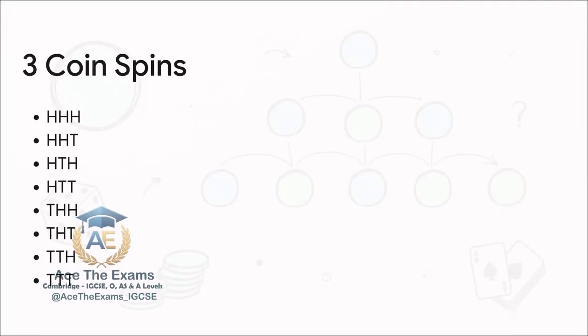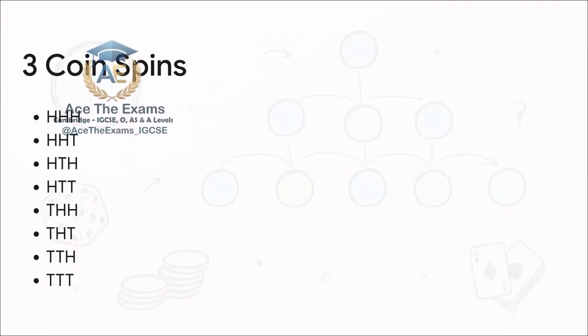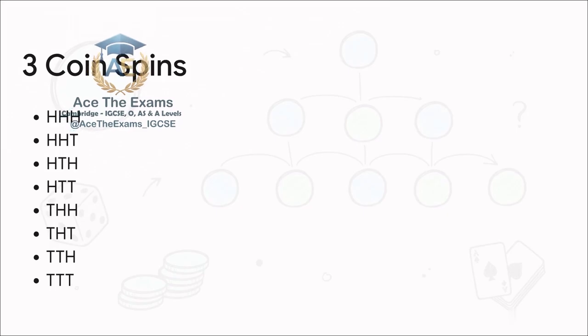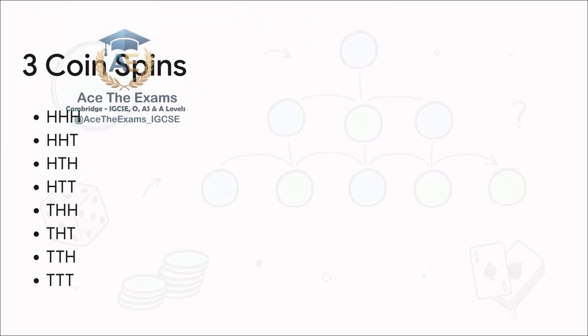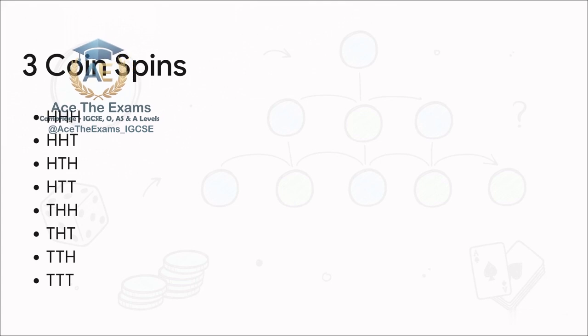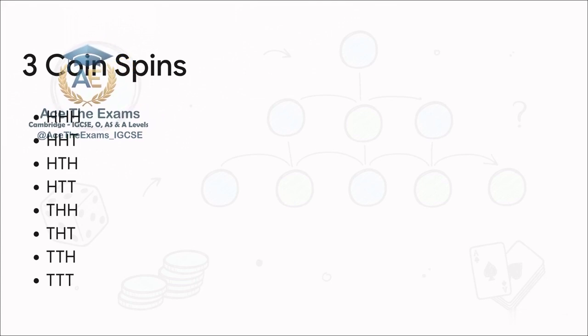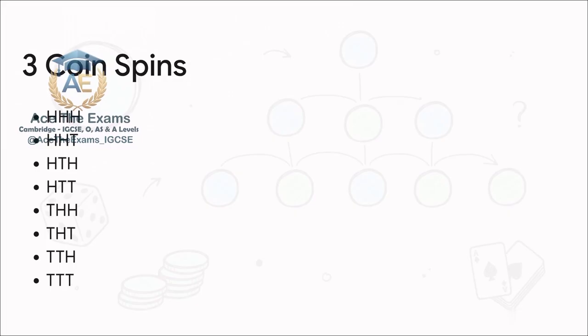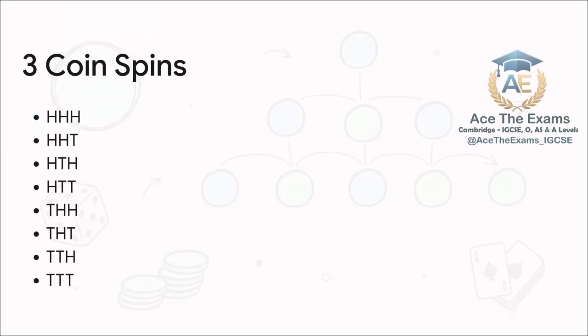Now check this out. By following those branches from left to right, we end up with this beautiful, comprehensive list. These are the 8 distinct outcomes for spinning a coin 3 times. It tracks every single possibility flawlessly, from getting 3 heads in a row at the top, all the way down to 3 tails in a row at the bottom. It basically guarantees that you won't miss a single combination, no matter how chaotic the problem might seem at first.